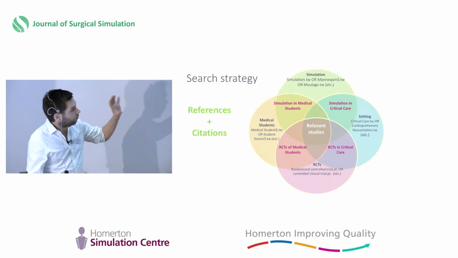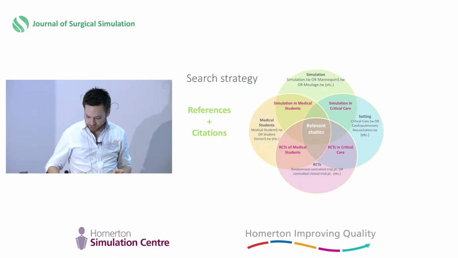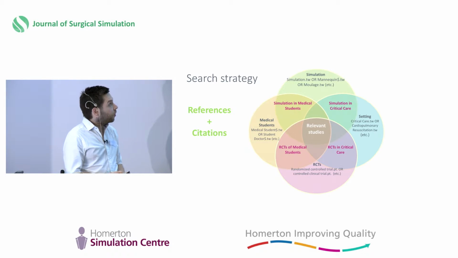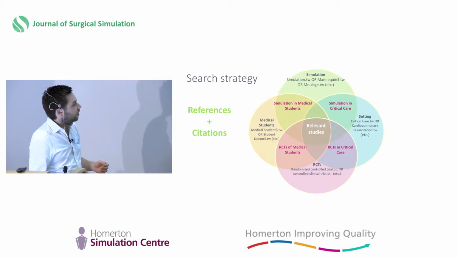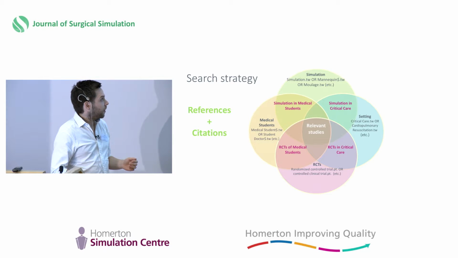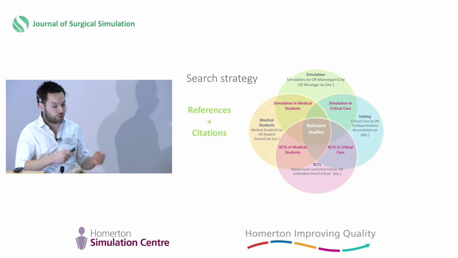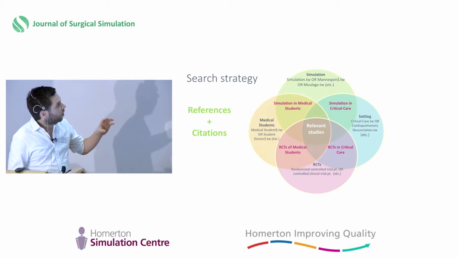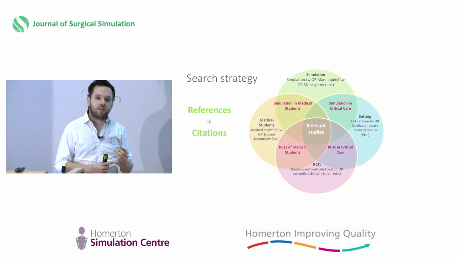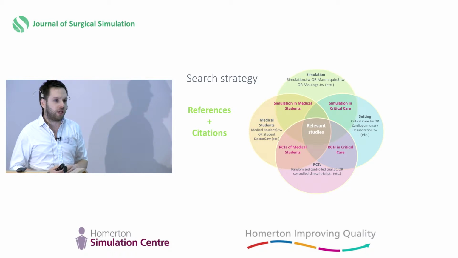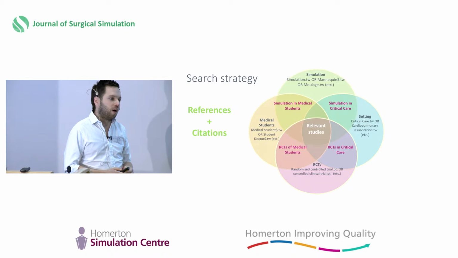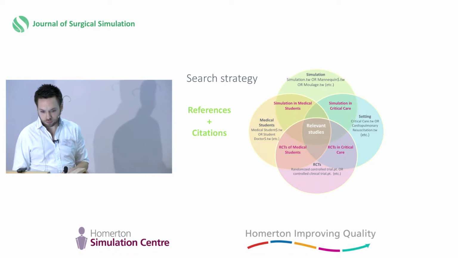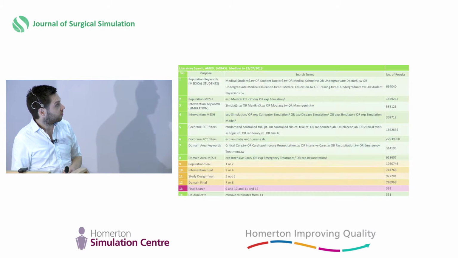So this is just a graphical representation of the search strategy. And so very broadly, we searched for simulation, setting, critical care, randomised control trials, and medical students, combine them all together, and I'll show you the full search strategy in a minute. After doing that, we went through all the references and the citations for all of the papers that we identified, and then we wrote to all of the authors asking for any unpublished literature. And that's the full search strategy if anyone's interested.